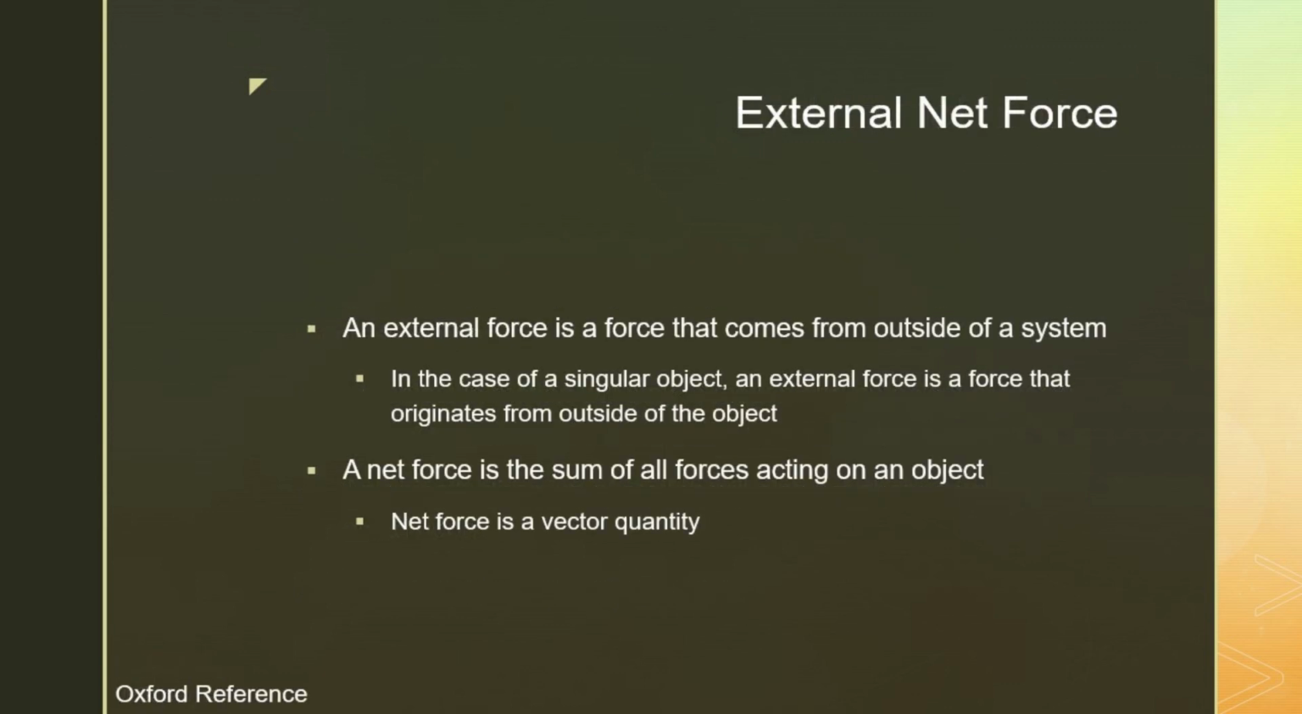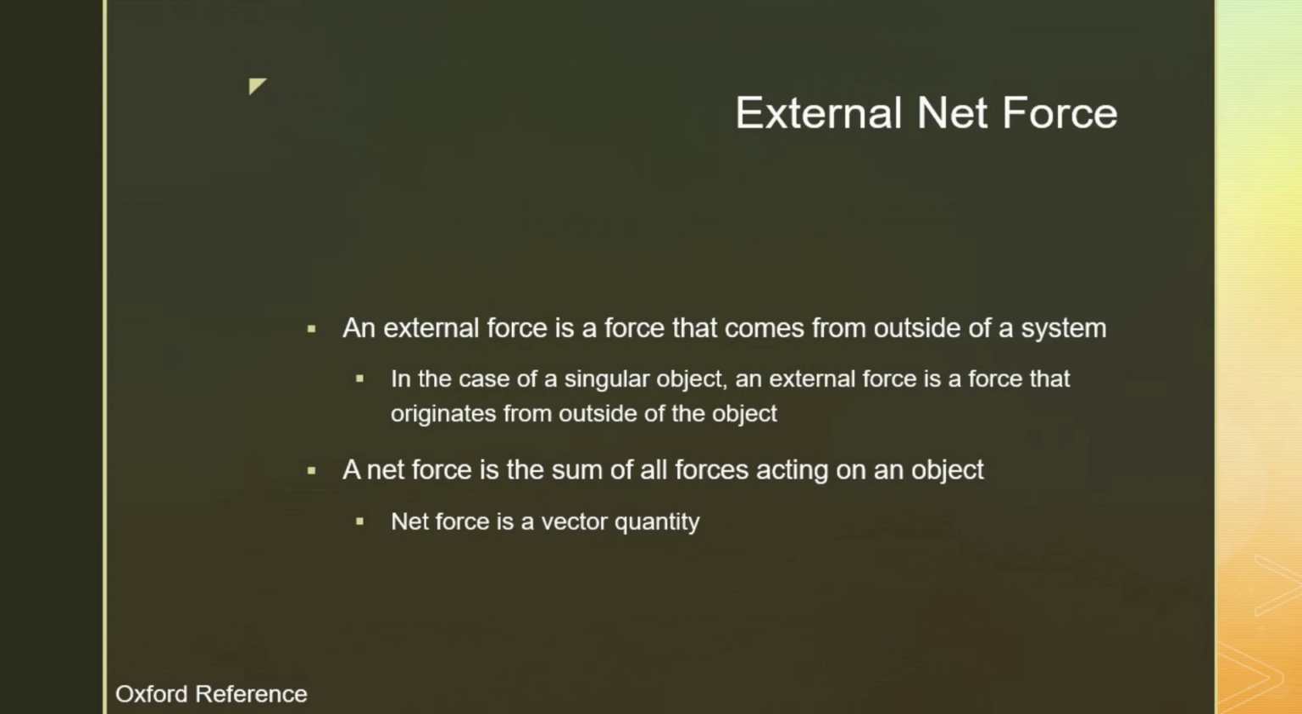In the last slide, I stated that an object will only change its speed and direction of motion when acted upon by a net external force. An external force is a force that comes from outside of a system. It is up to you to decide what your system is, but for example, if you set a singular object as your system, an external force would be any force that originated from outside of the object.